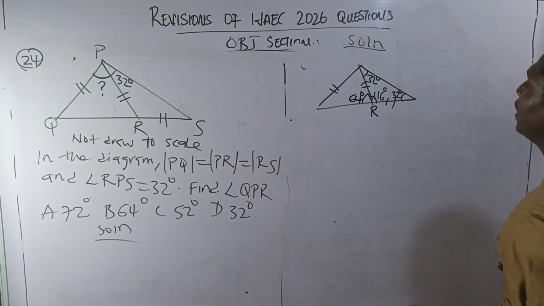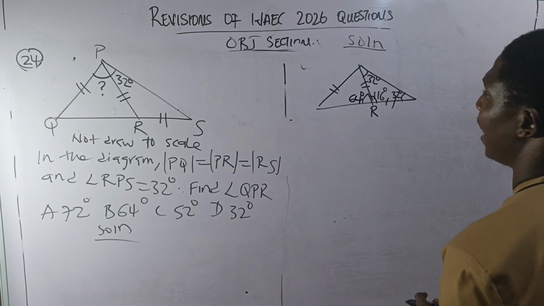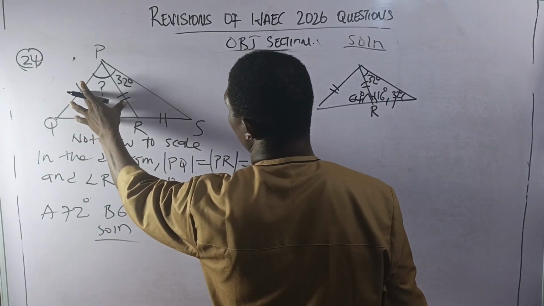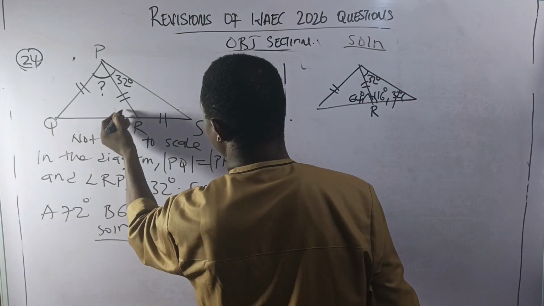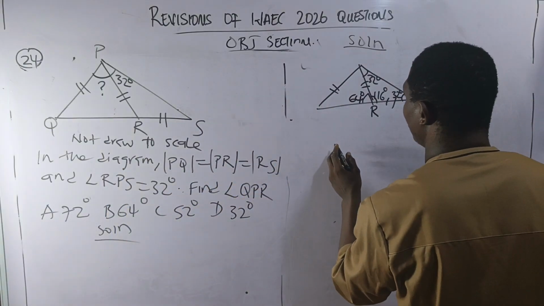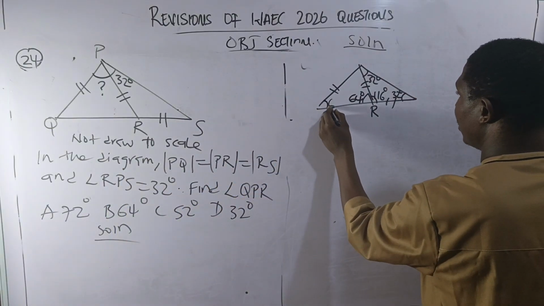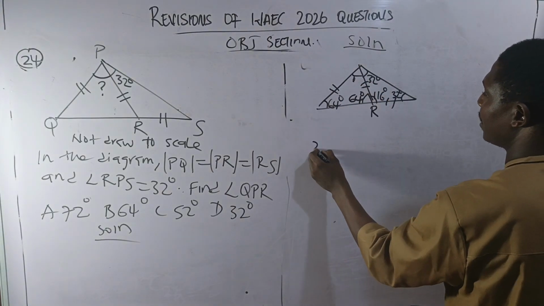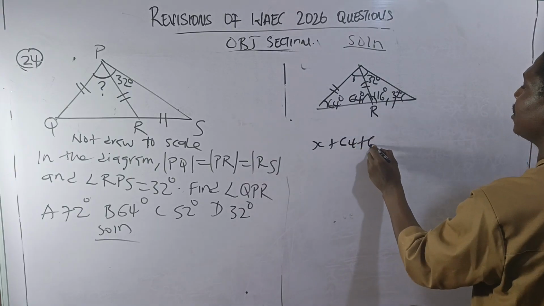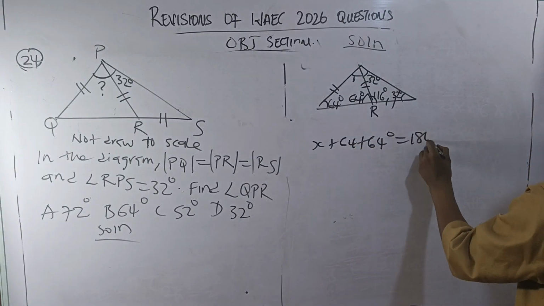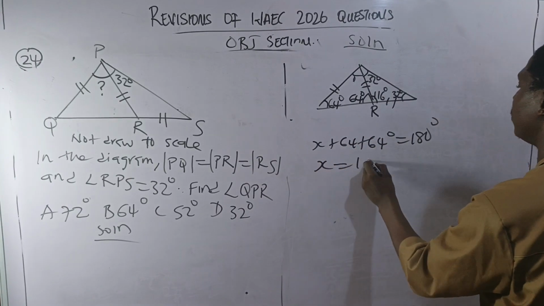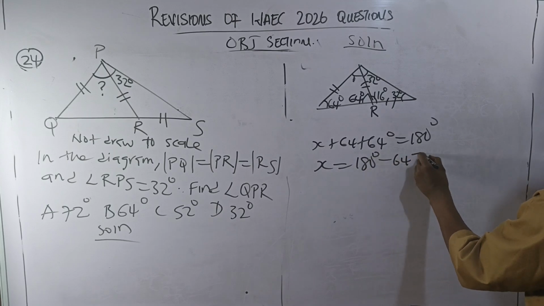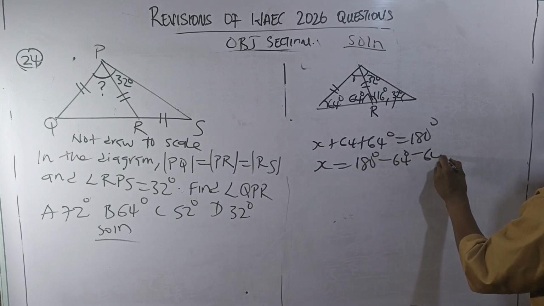That becomes 64 degrees. If that's 64 degrees, and I have these two strokes, it means this angle and this angle will also be equal. So this angle again will be 64 degrees, same reason, base angle of an isosceles triangle. And if here is X, I can equally say X plus 64 degrees plus 64 degrees will equal 180 degrees, sum of angles in a triangle, so X will be equal to 180 degrees minus 64 degrees minus 64 degrees.